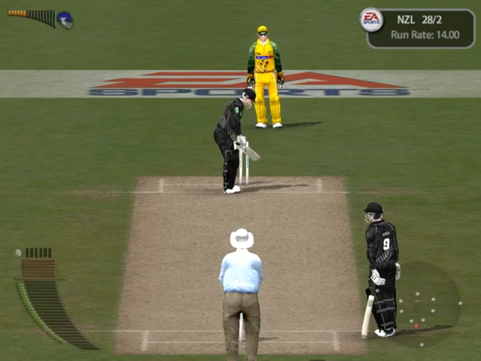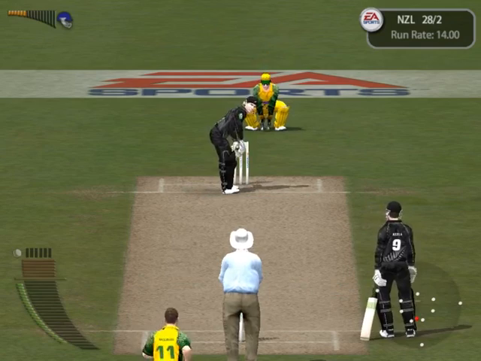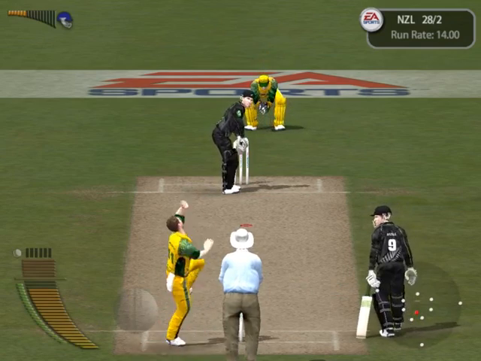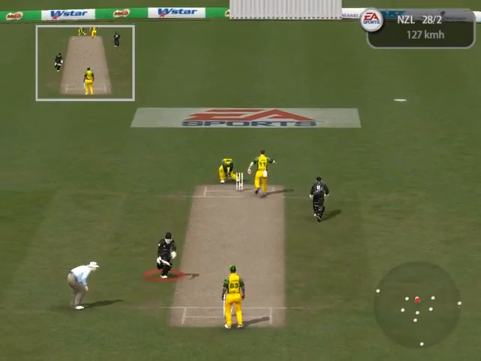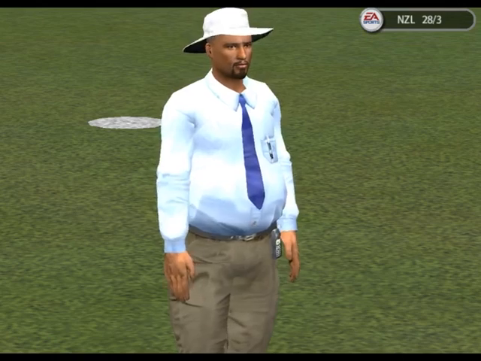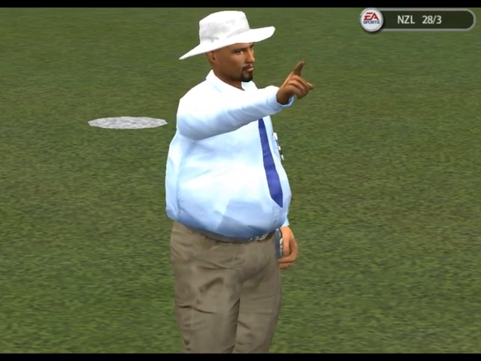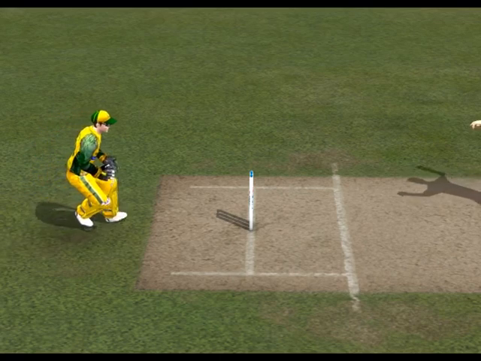McGrath continues. He'll be okay, but that's a superb throw. New Zealand can't afford that kind of thing. That's throwing wickets. This was how the wicket fell.